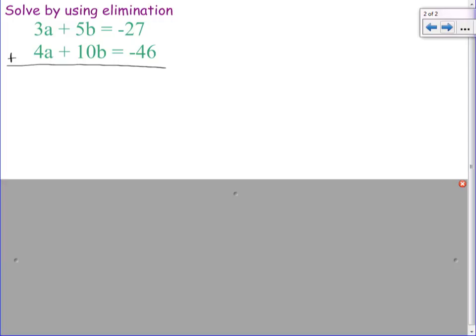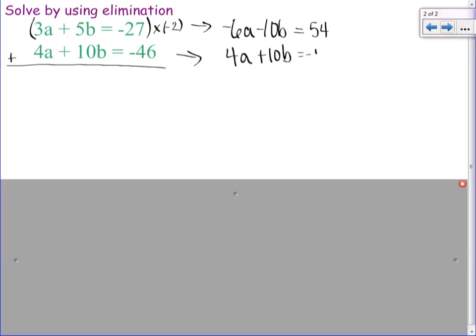I'll show you why. So if we multiply this one by -2, which I'm going to just rewrite next to it over here. So now this is -6a minus 10b, which would equal +54. This one we're not going to change. Now remember, we're adding these together. So if you add -10b and +10b, that's where it cancels out and goes away. So they need opposite signs.